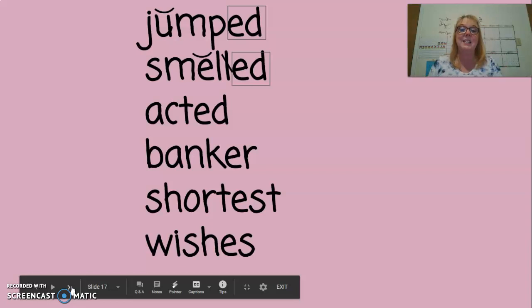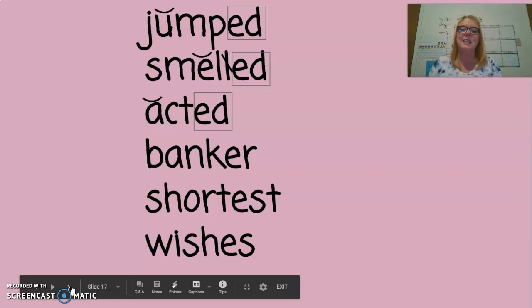Smelled. Good job. Let's look at the next word. It's ed again as our suffix. Can you tell me what sound it's going to make this time? Let's code the word and let's figure it out. It's also going to be a closed syllable. Now, is it going to say t? Is it going to say d? Or is it going to say ed? Those are the three sounds. Which one will it be?